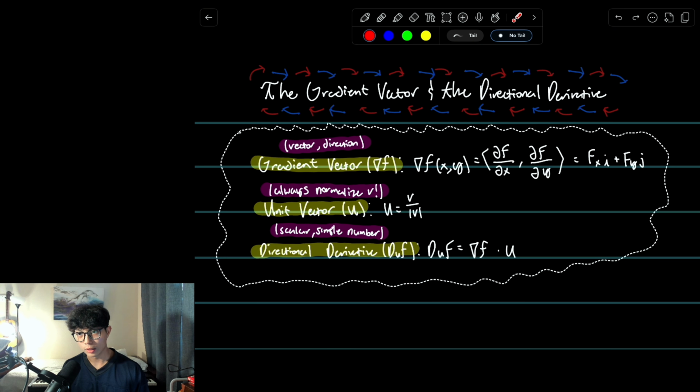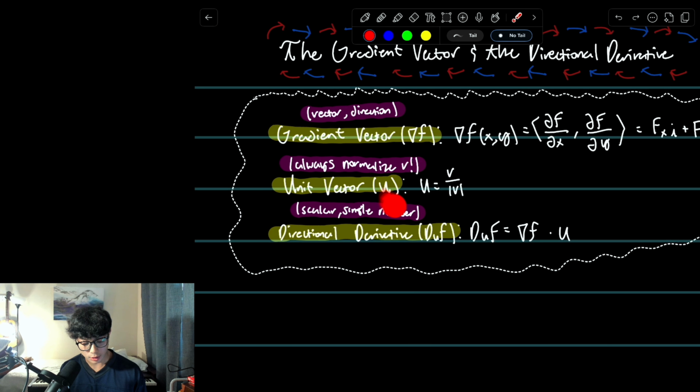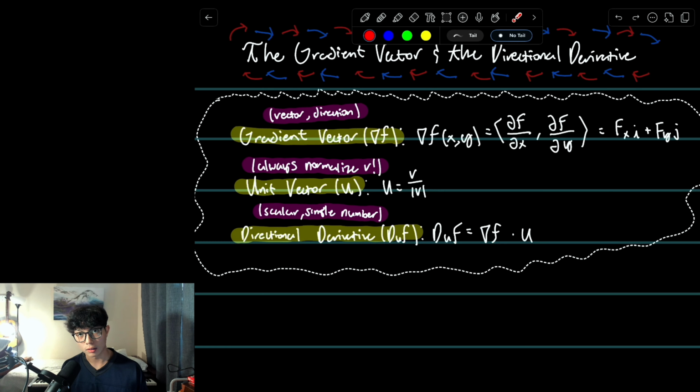Now, one thing I wanted to mention here is sometimes you will be given the unit vector, so you don't have to normalize the vector. But if you are given a vector, like let's say the 4 and the 5 I used earlier, make sure you normalize it. And what I mean by normalize it is just turn it into a unit vector and then do the dot product with the gradient vector. Because sometimes they'll just give you the vector or the unit vector.